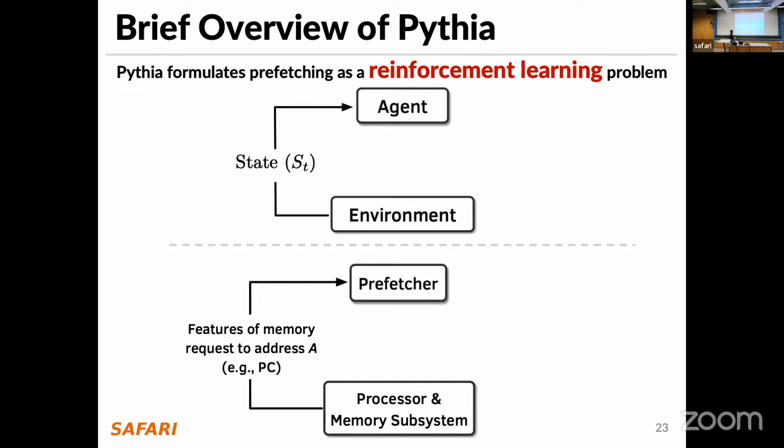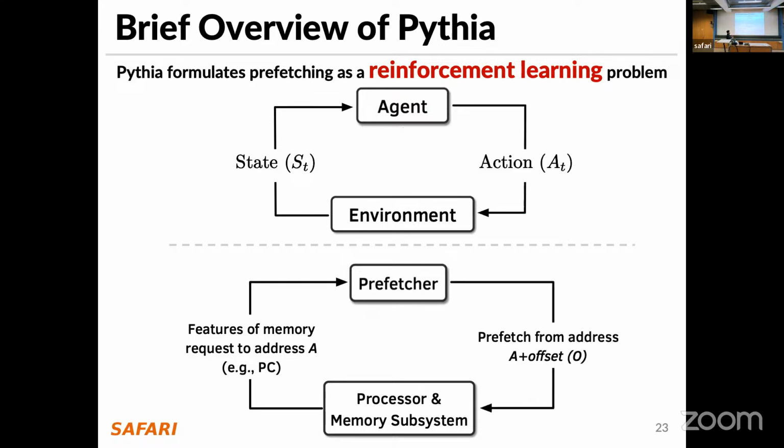Whenever it sees a demand request, it senses the state of the system. It says, okay, give me some feature values, right? Feature values in the sense of, who generated this memory request? What is the program counter value of this memory request? What are the last few addresses that have been generated by the same instruction? What is the delta between those addresses? All of this information can be used as features to sense the state of this environment. And now once you sense the state, you can take a prefetch action.